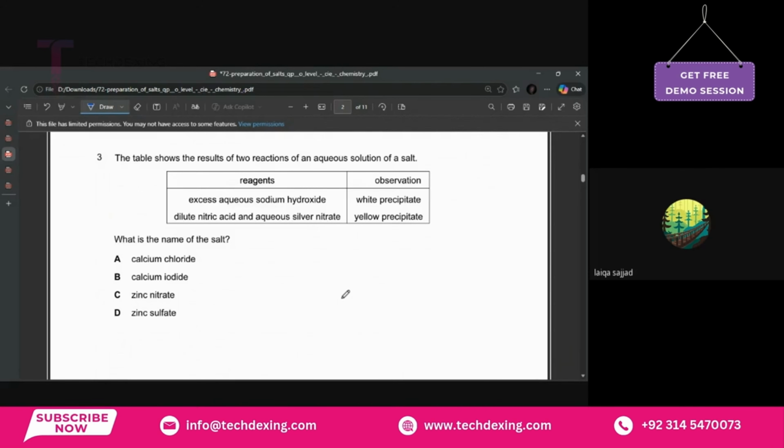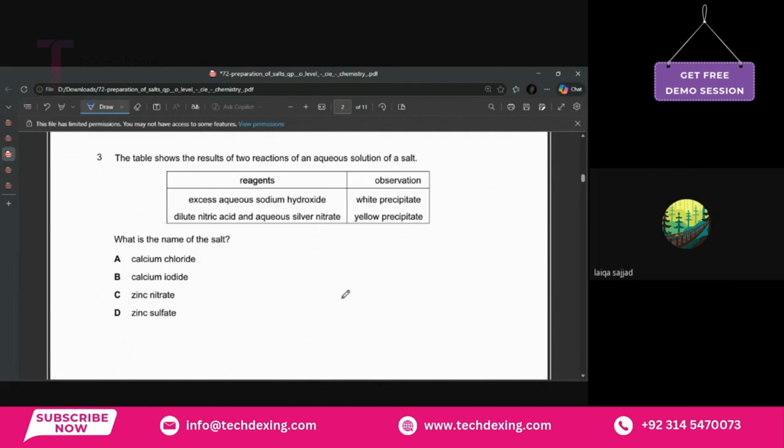So which one will be the correct option? Calcium ions or the zinc ions? Calcium. What's the reason? Because it cannot dissolve in excess sodium hydroxide.